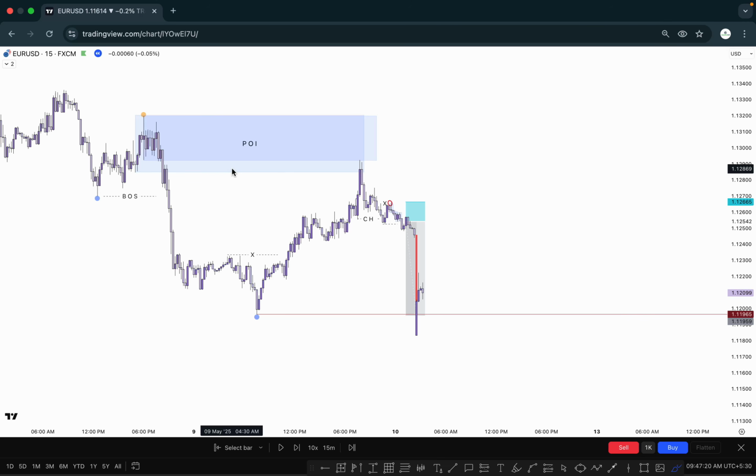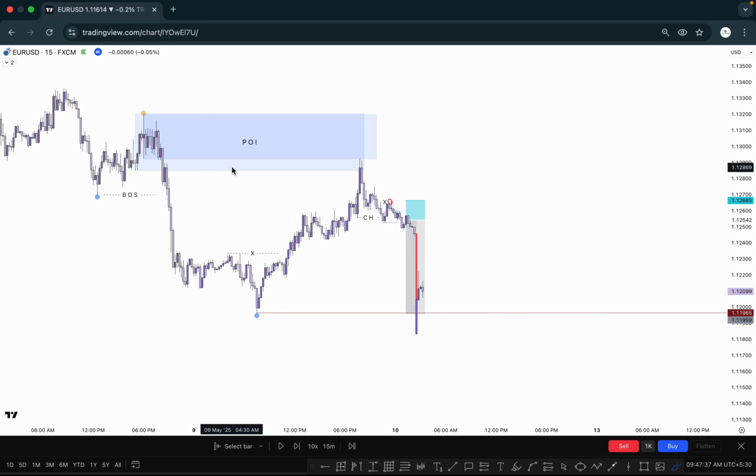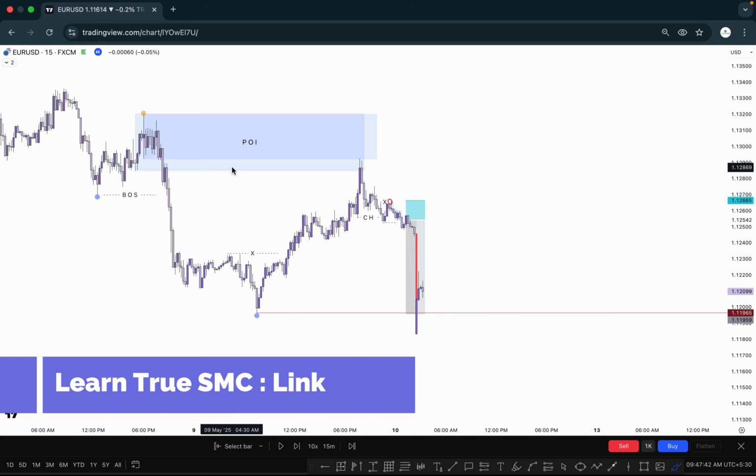Like if you are using H1 as a higher time frame, then you can use 5 minute as a lower time frame. And if you are using H4 as a higher time frame, then you can use 15 minute as a lower time frame. If we are using 15 minute as a higher time frame, then we can use 2 minute as a lower time frame. So you can use these time frame combinations while trading, because it totally depends on you which time frame is suitable for you.